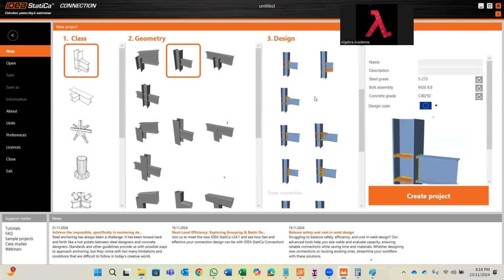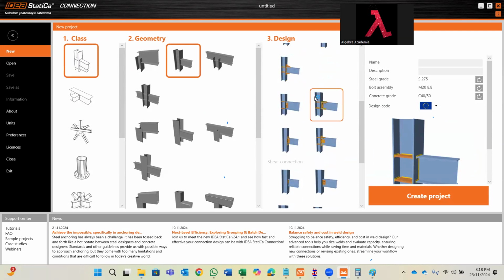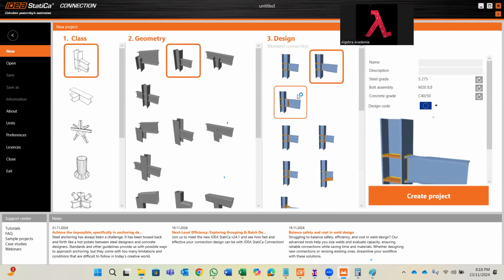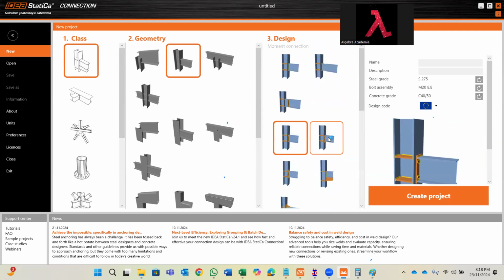Coming back here, it has several options. I don't want to confuse you, so I will show you both the bolted and the welded connection. I'm selecting the bolted connection first.